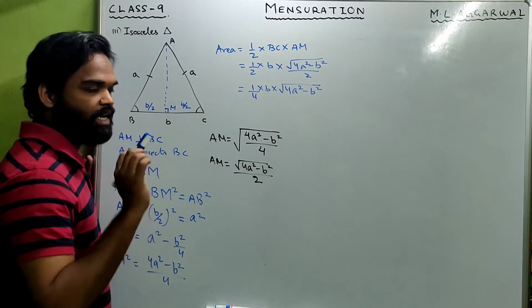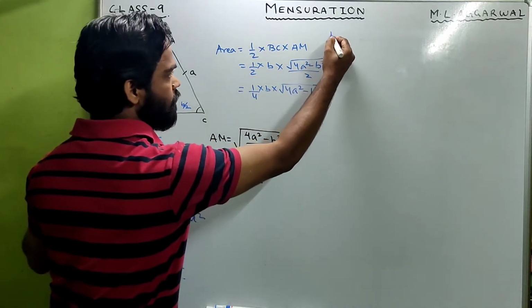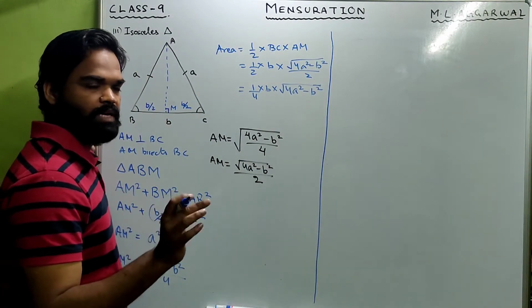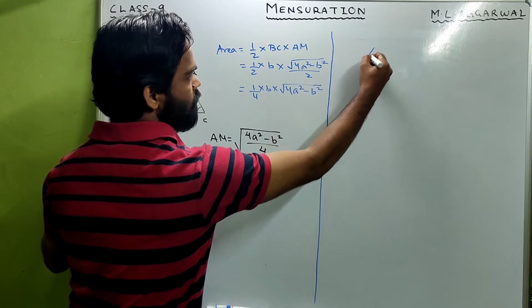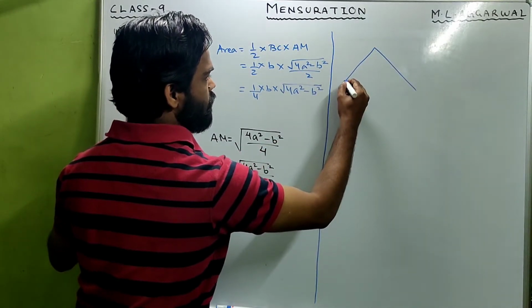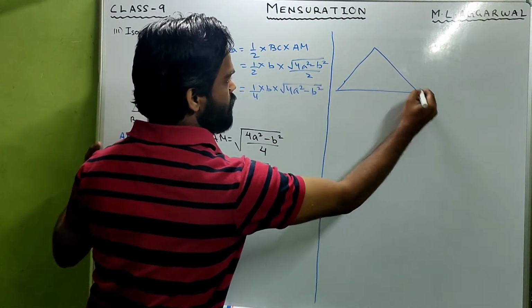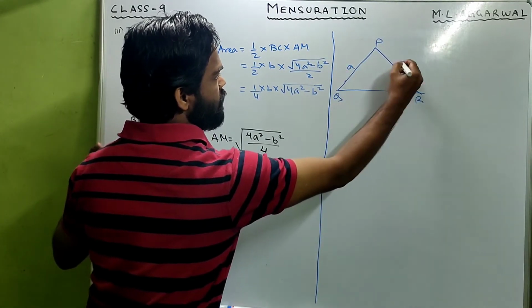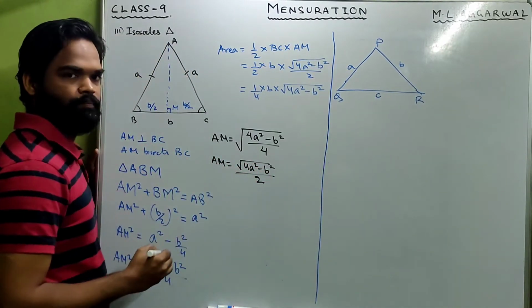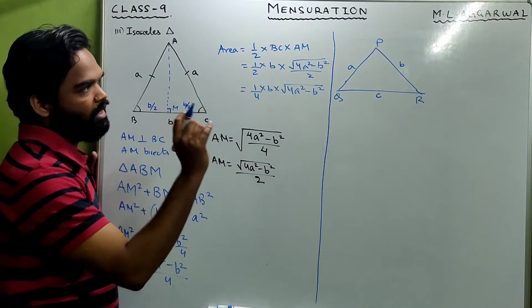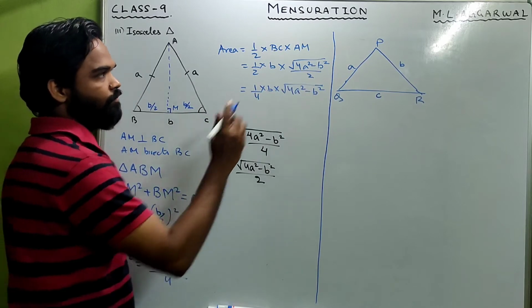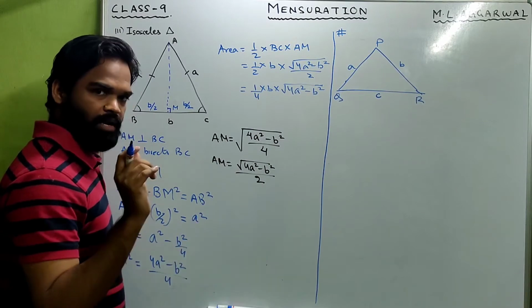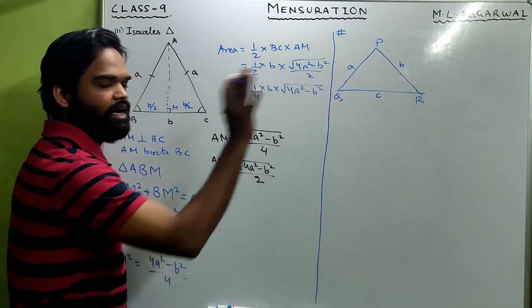Now look at the scalene triangle. You know, in a scalene triangle all the sides are unequal. So take a triangle PQR, whose sides are a, b and c units. Then how to get the area of a scalene triangle? See, there's a formula. I'm just explaining the formula over here. In one of the videos, I'll derive this.